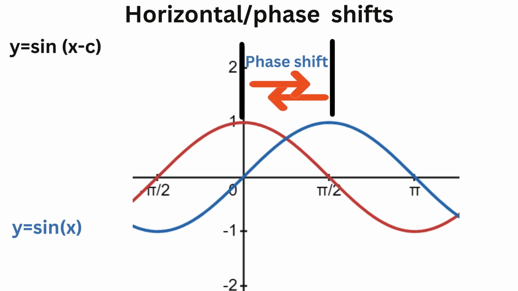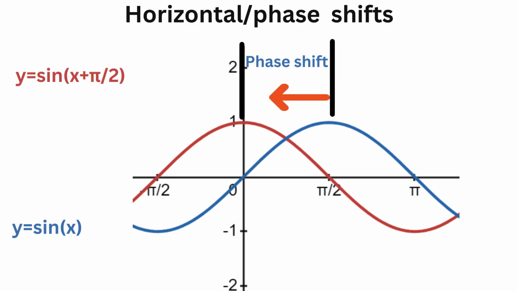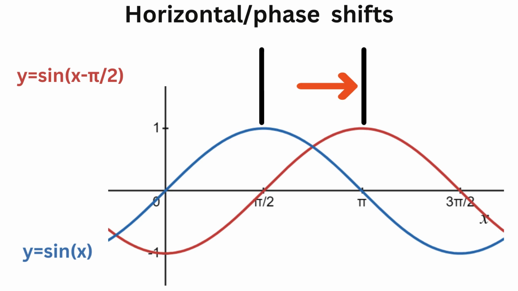Next, we have horizontal shifts, also known as phase shifts. When you change the function to y equals sine x minus c, the whole graph moves left or right. A positive c shifts it to the left, and a negative c shifts it to the right. It's like sliding the whole graph along the x-axis.